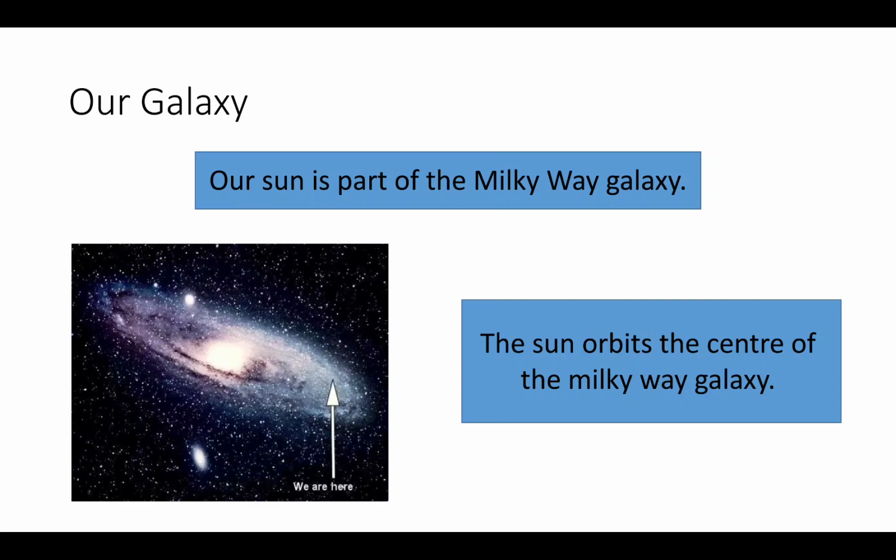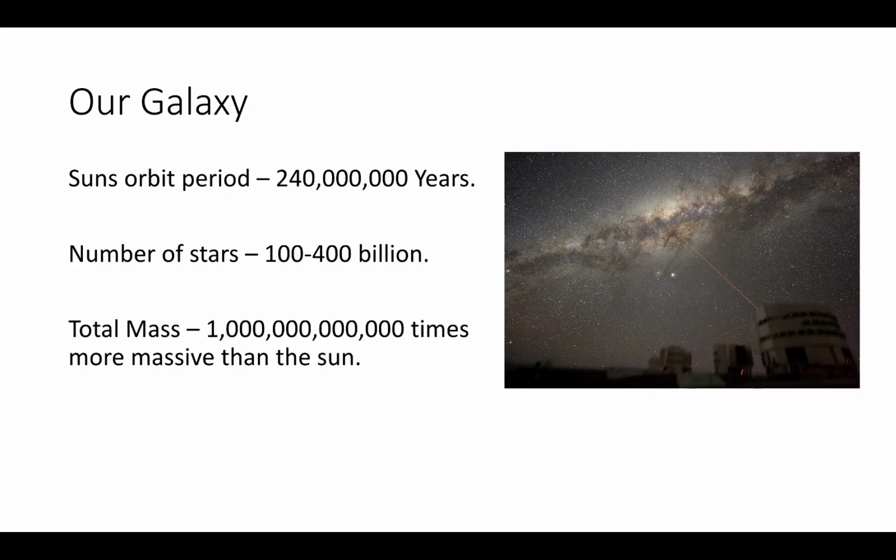And obviously we orbit around the sun, but the sun itself orbits around the centre of the Milky Way Galaxy. And at the centre of the Milky Way, of any galaxy, is the galactic core, and more than likely a supermassive black hole, which keeps everything nice and tight in orbit.